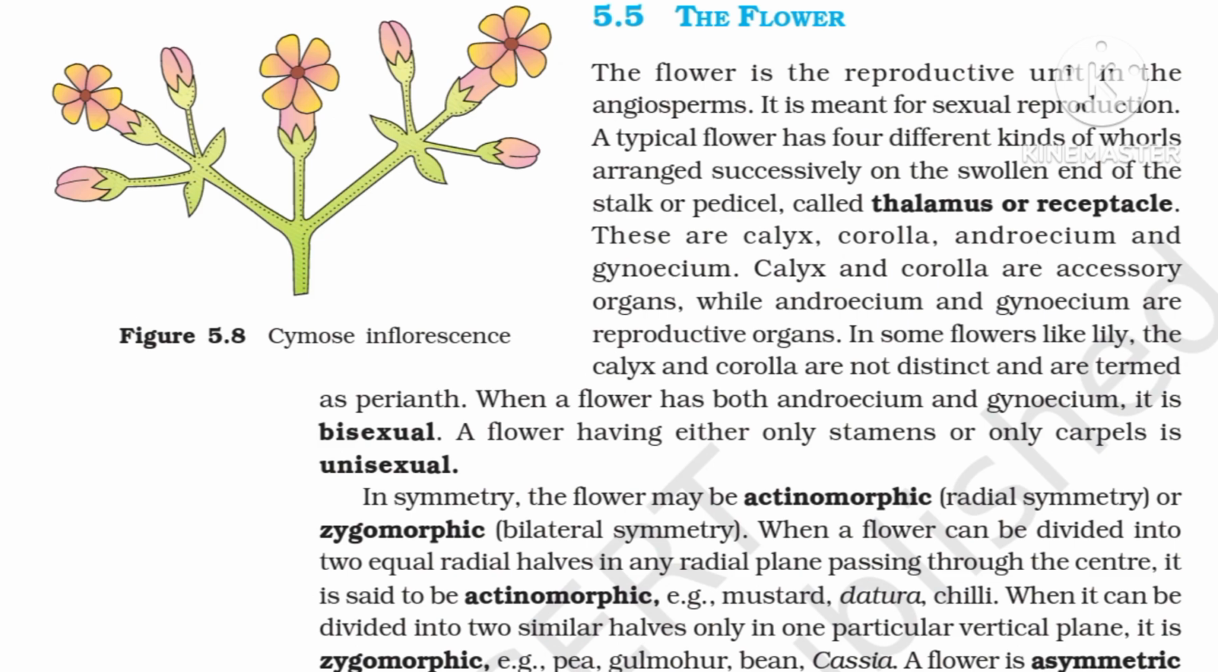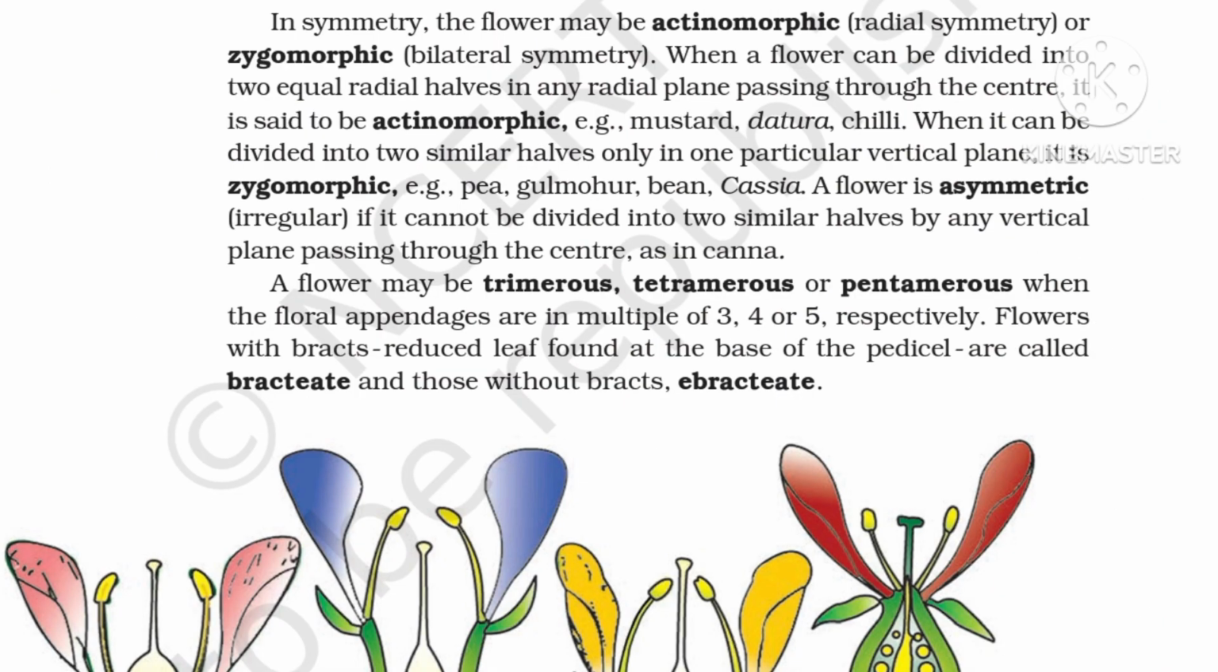When a flower has both androecium and gynoecium, it is bisexual. A flower having either only stamens or only carpels is unisexual. In symmetry, the flower may be actinomorphic (radial symmetry) or zygomorphic (bilateral symmetry). When a flower can be divided into two equal radial halves in any radial plane passing through the center, it is said to be actinomorphic. Example: mustard, datura, chili. When it can be divided into two similar halves only in one particular vertical plane, it is zygomorphic. Example: pea, gulmohar, bean, cassia. A flower is asymmetric (irregular) if it cannot be divided into two similar halves by any vertical plane passing through the center, as in canna.